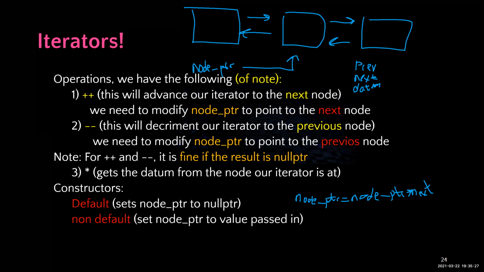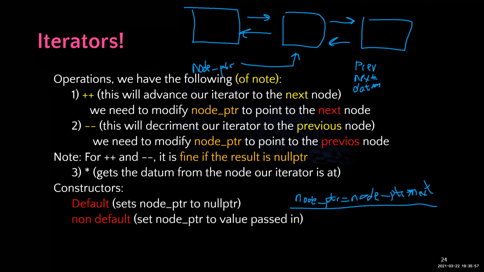And what we're doing here is we're taking our iterator that was originally pointing at node pointer. Let's assume for right now that node pointer was pointing to this right here. If I call plus plus, I want to change node pointer. Instead of pointing to this node, I want to point to the next node in our list. And that's basically just doing this. We're just saying our node pointer is now going to point to the next element.